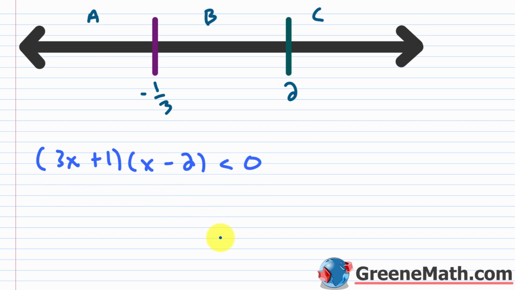And basically, I just want to specifically note that here we have x is strictly less than negative 1/3. Here we have x is greater than negative 1/3, and it's less than 2. And then here, x is greater than 2. Then recall that because we have a strict inequality here, these endpoints or critical values are not going to be included in the solution. Okay, so let's just test things and see if they work.